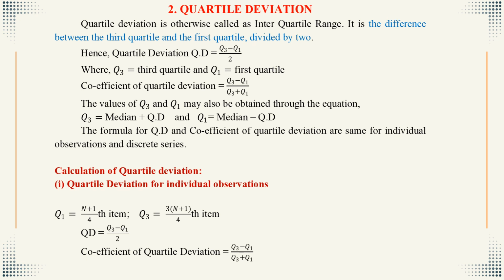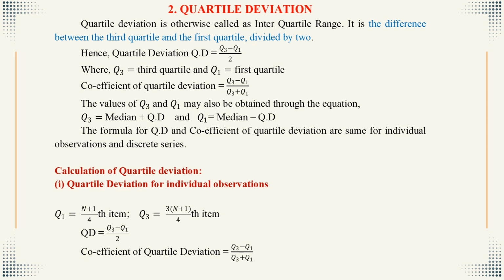The values of Q3 and Q1 may also be obtained through the equations Q3 equals median plus quartile deviation (QD) and Q1 equals median minus quartile deviation. The formulas for quartile deviation and coefficient of quartile deviation are the same for individual observations and discrete series.